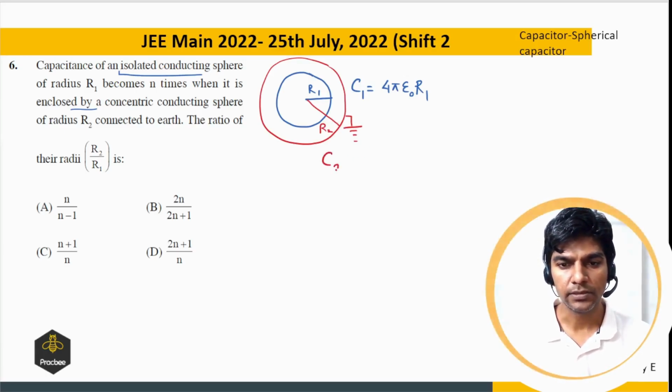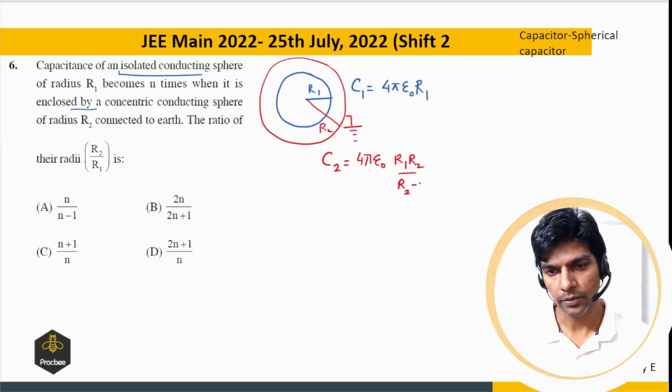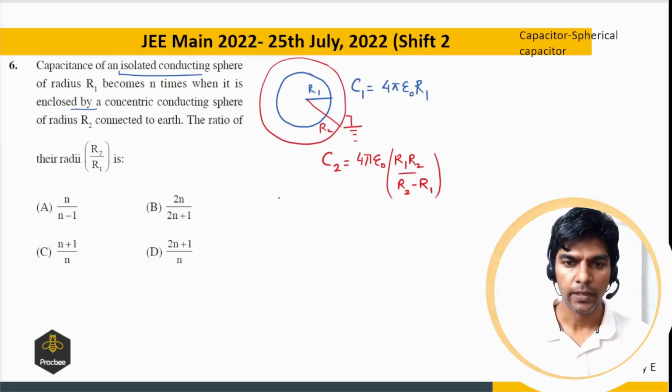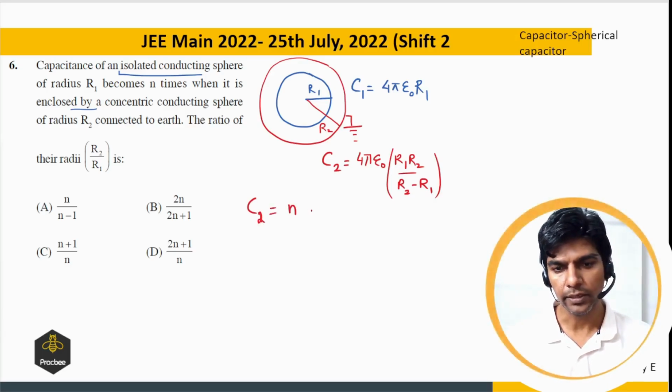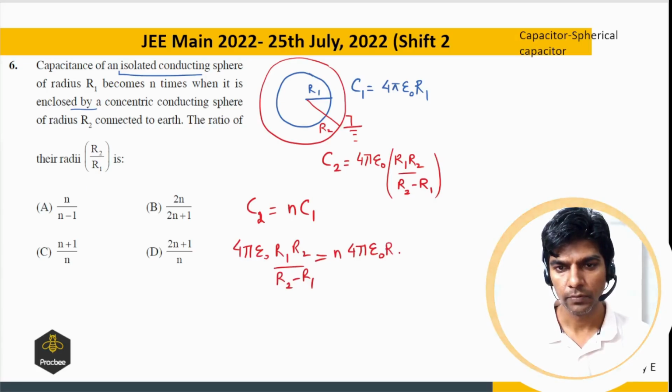In this case, now we have a pair of concentric shells, the capacitance will become 4 pi epsilon naught times r1 r2 upon r2 minus r1, right? So these are the typical formulas that we use in case of spherical capacitors. Now we are given that C2 is nothing but n times C1. So we can say 4 pi epsilon naught times r1 r2 upon r2 minus r1 is equal to n times 4 pi epsilon naught times r1.